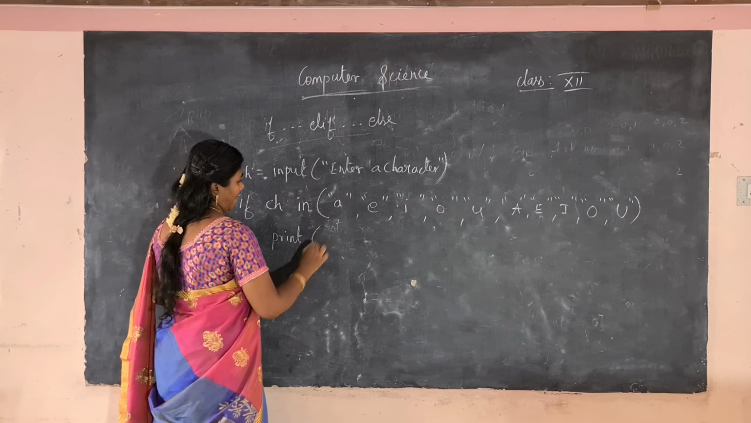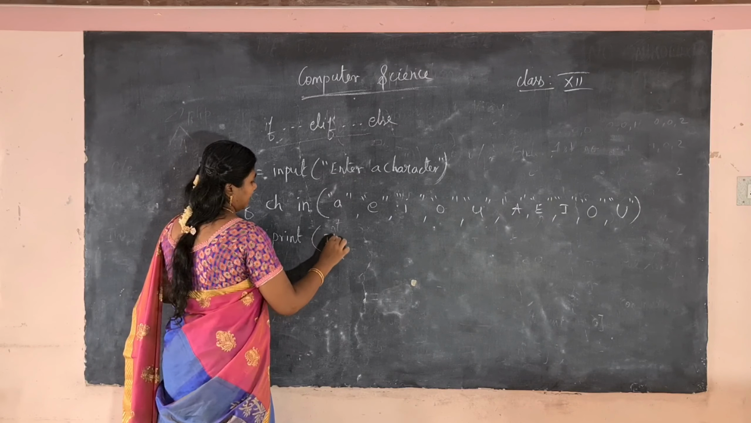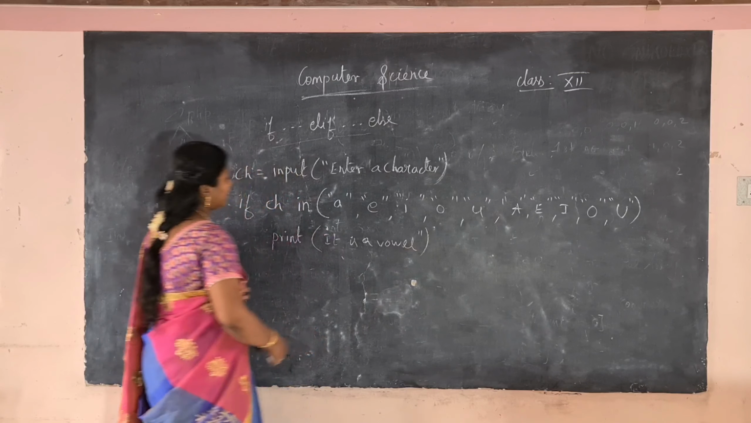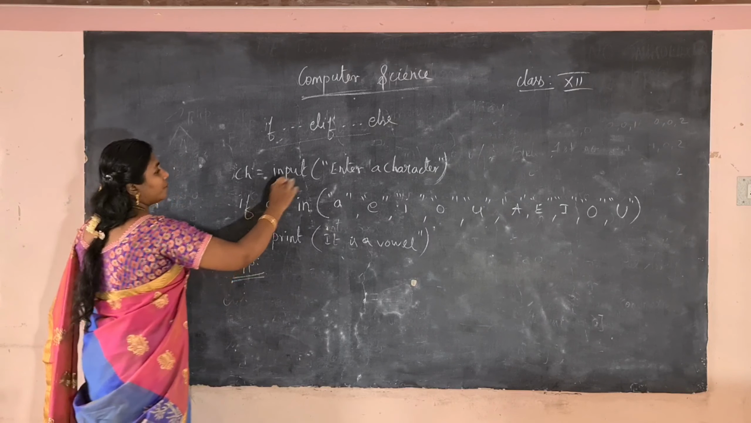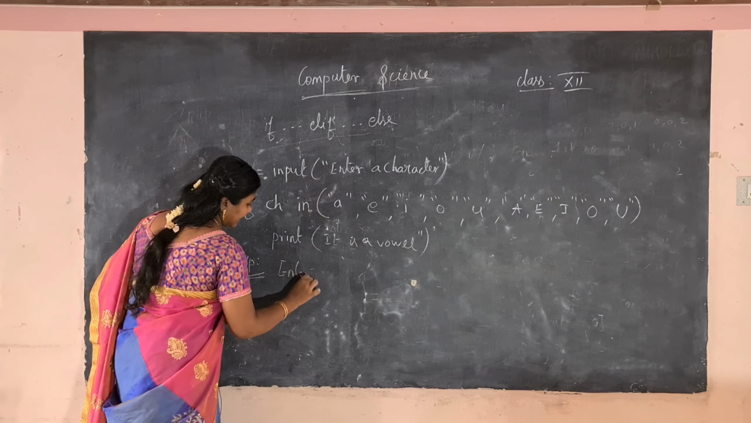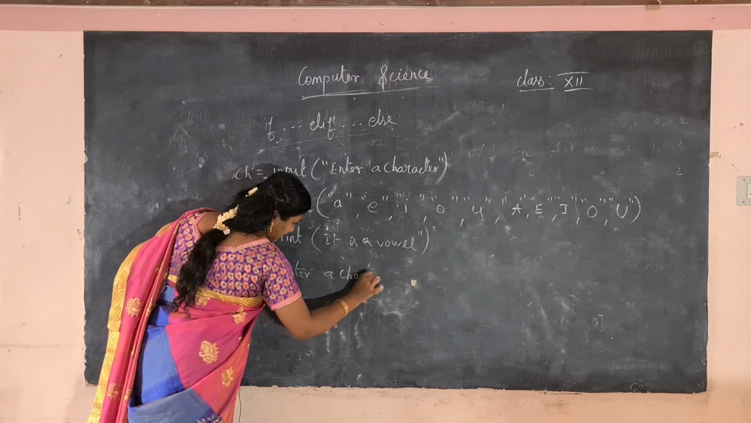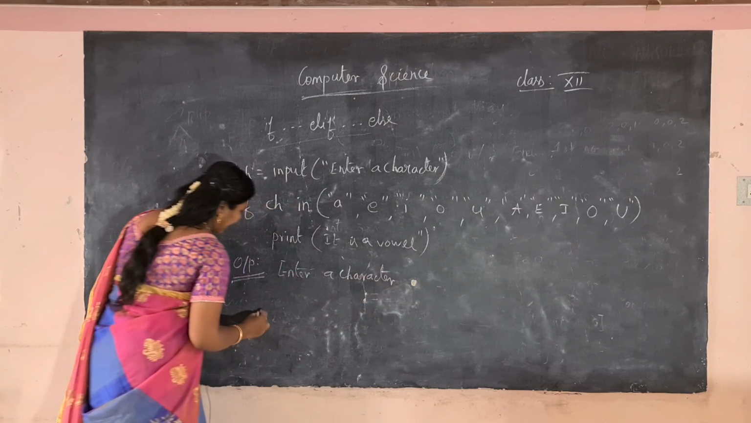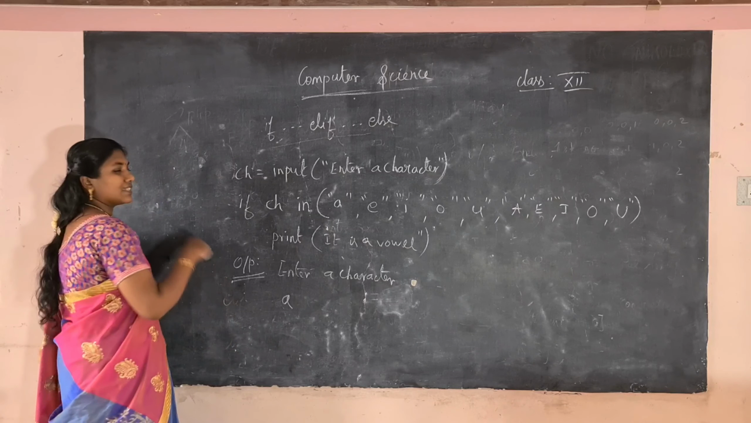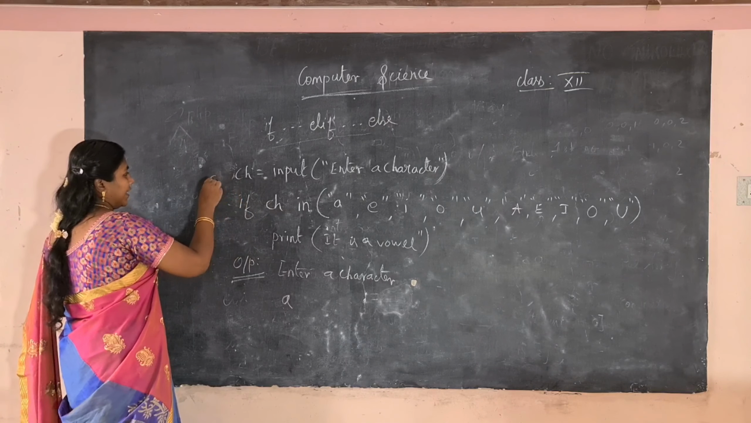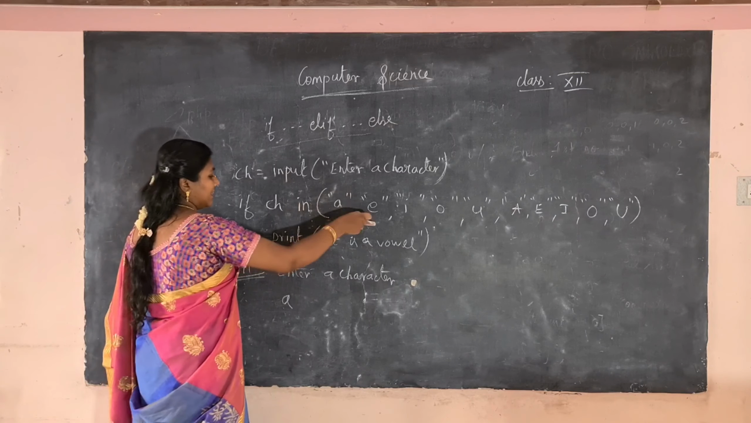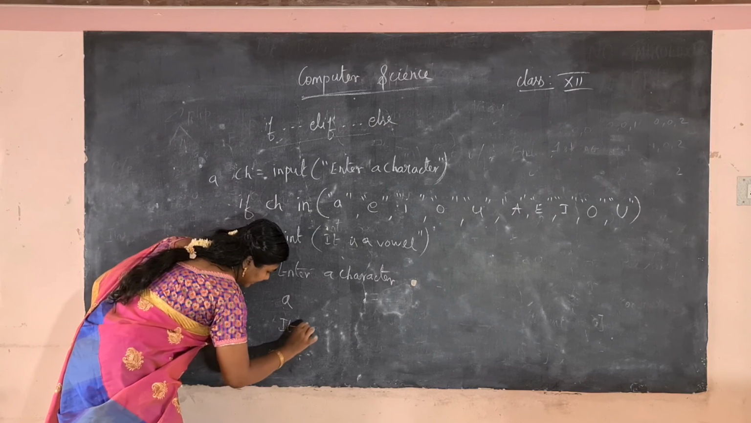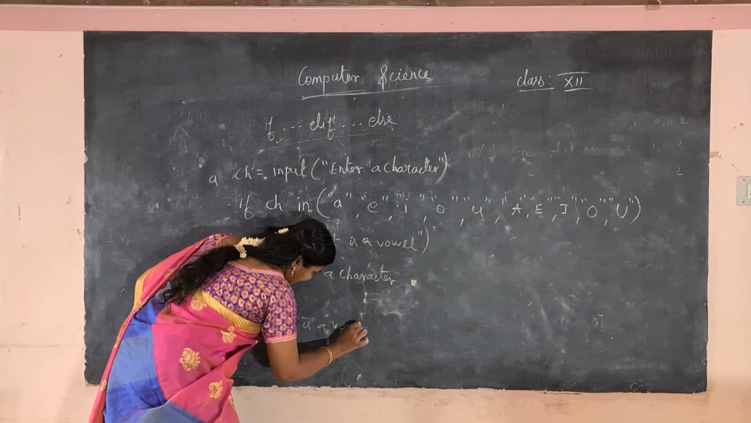Print it is a vowel. Okay. So if ch, what will be the output for this? So input, enter a character. It will ask us to enter a character. If I am giving the character as A, then it will search. Now ch has the value A; if A is inside this, yes, it is here. So if ch in this, then it is a vowel. So therefore it will print it is a vowel.